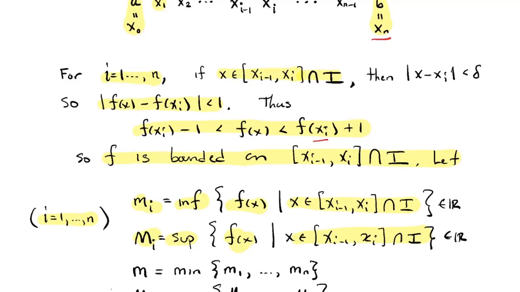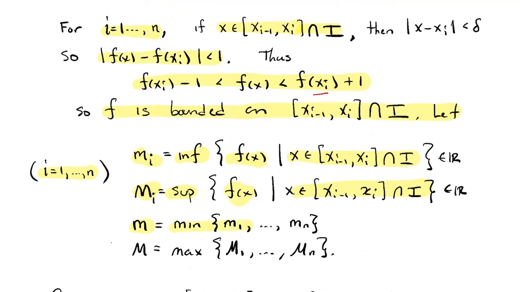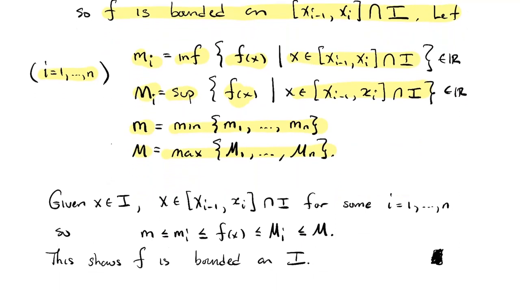So for i between 1 and n, I get these n values of little m and n values of capital M. There's a finite number of them, so I can let little m be the smallest of all the little m's and capital M be the biggest of all the capital M's. Nice. Well, little m and capital M are going to do the job. They're going to bound our function, because if you give me any x in I, well, it has to be in one of those subintervals. It might even be in more than one. If it's an endpoint, I don't care. Pick one. Pick one that it's in. It has to be in one of those subintervals. Okay? That's true for all i between 1 and n.